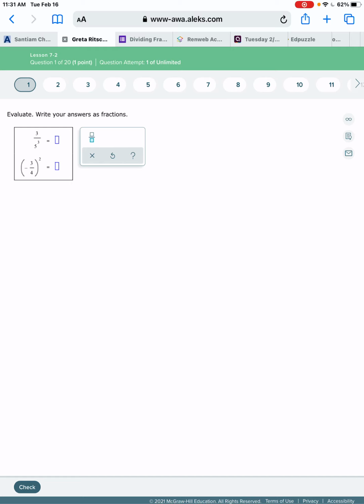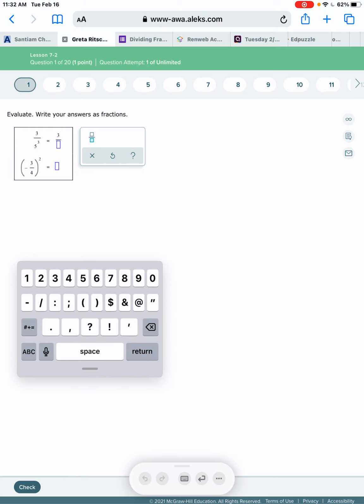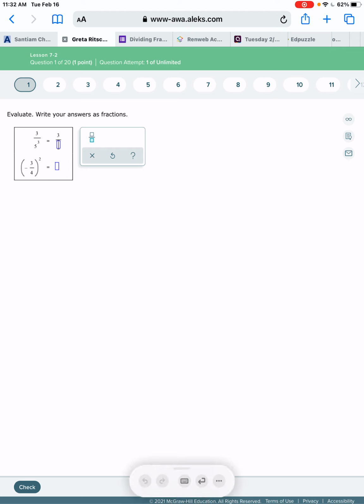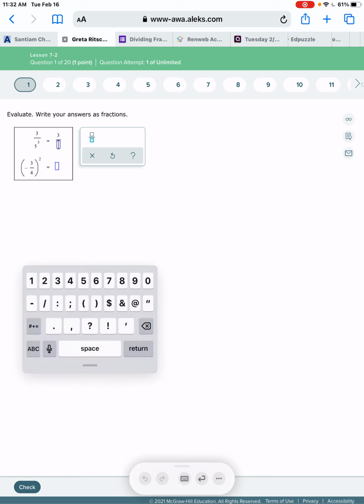Okay, let's work some problems for lesson 7-2. In the first problem, it wants us to evaluate and write our answers as fractions. So if I have 3 over 5 to the third, I am not going to change my 3. And on the bottom, I'm going to have to do 5 to the third. I don't expect you to not use your calculator, but you can probably do this one. 5 times 5 is 25, and 25 times 5 is 125.